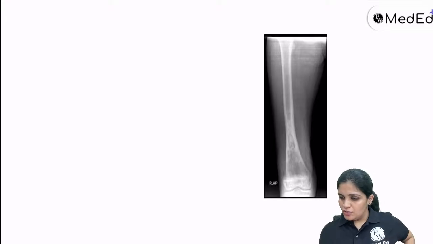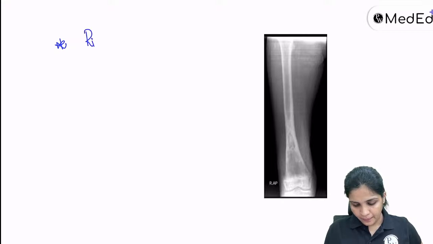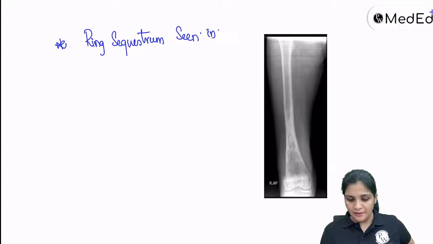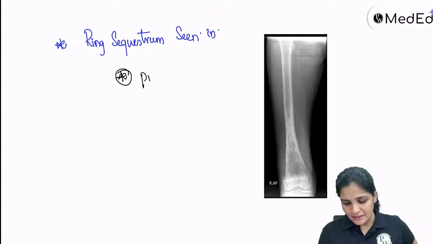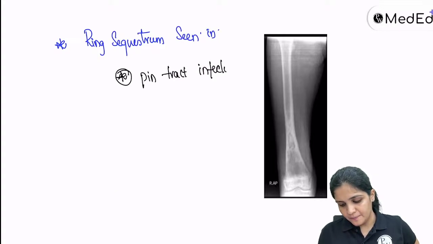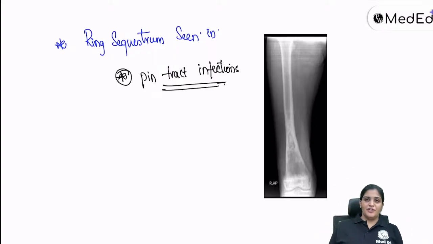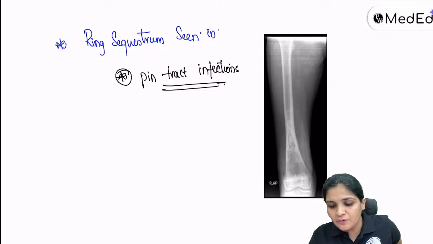Yes. So the question for this is, ring sequestrum is seen in... yeah, this is sequestrum, correct? But where do you see a ring sequestrum? So the answer is pin tract infections. Right? Yes, very good, Gautam. Pin tract infection. So that was exactly the question. Ilizarov, pin tract infection. So ring sequestrum was the question which was asked.